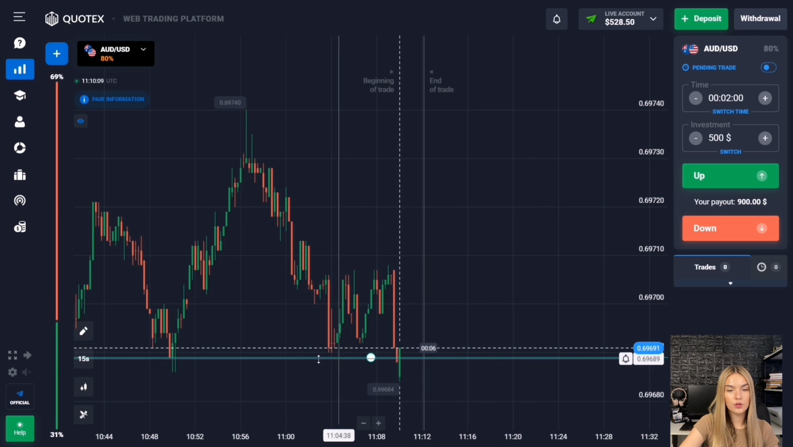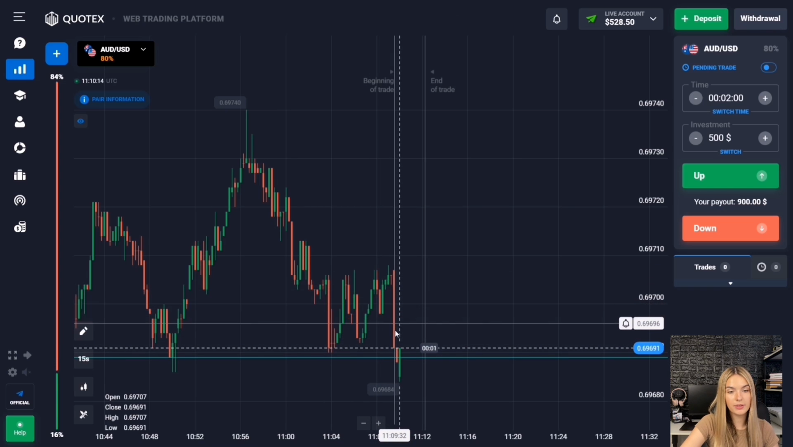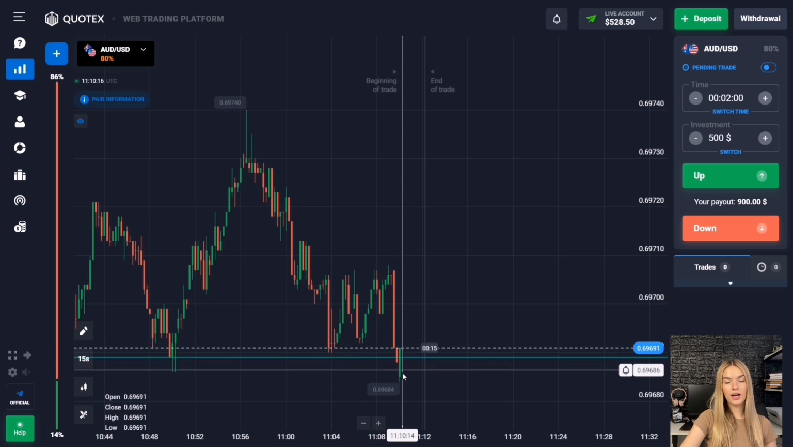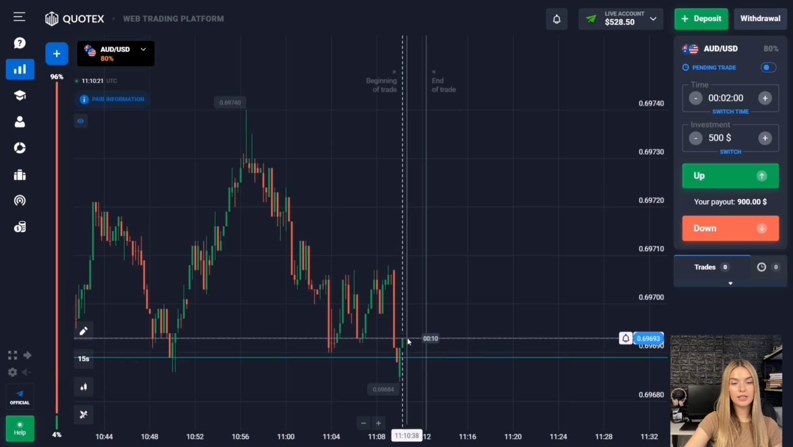Here we see the level of support. We also see that at the moment the price has reached our level by impulse, it is already beginning to go beyond it. A false breakout occurred, the price rolled back up. Here I propose to open a deal for 2 minutes to decrease.